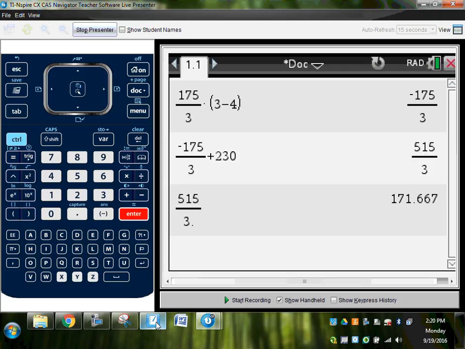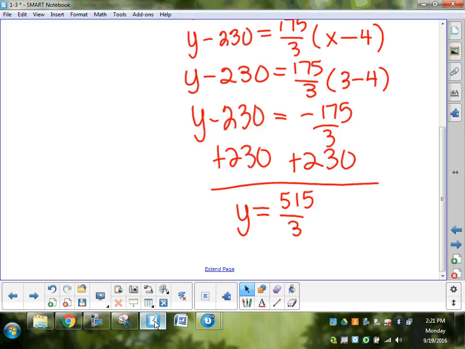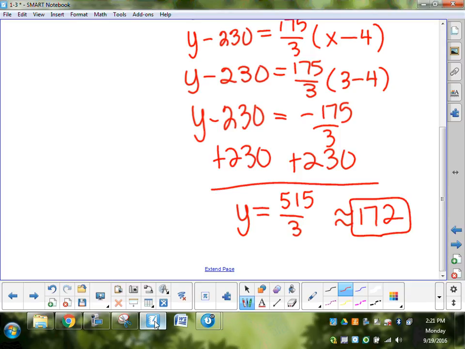We get 171 and 2/3 blades of grass. So how many blades of grass would we expect to find? 172. We would round up. So we'd say approximately 172.